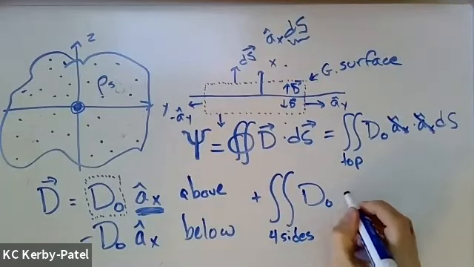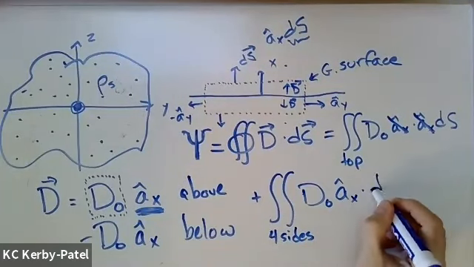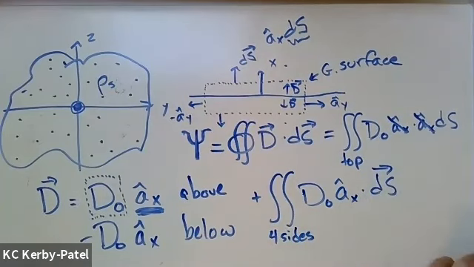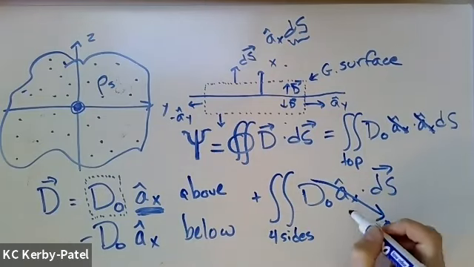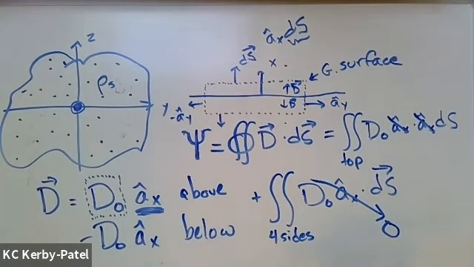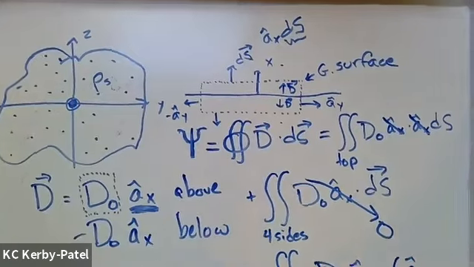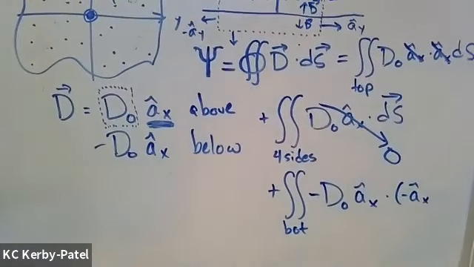So in every case, d naught a hat x dot our surface normal vector evaluates to 0, because those vectors are perpendicular to each other. So we got nothing. And then we have the bottom. Then we have minus d naught a hat x dot minus a hat x. Oops, you can't see that. There we go, minus a hat x ds.